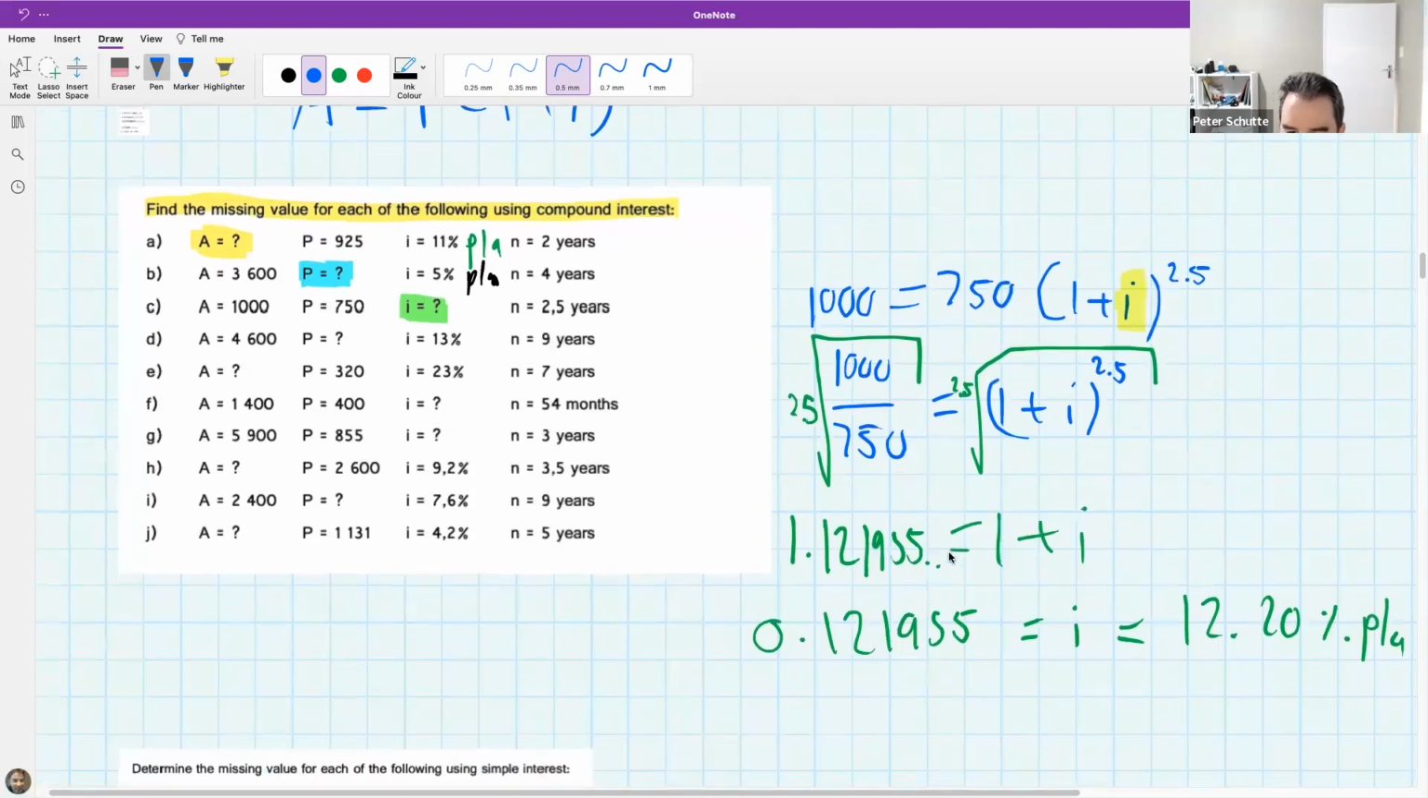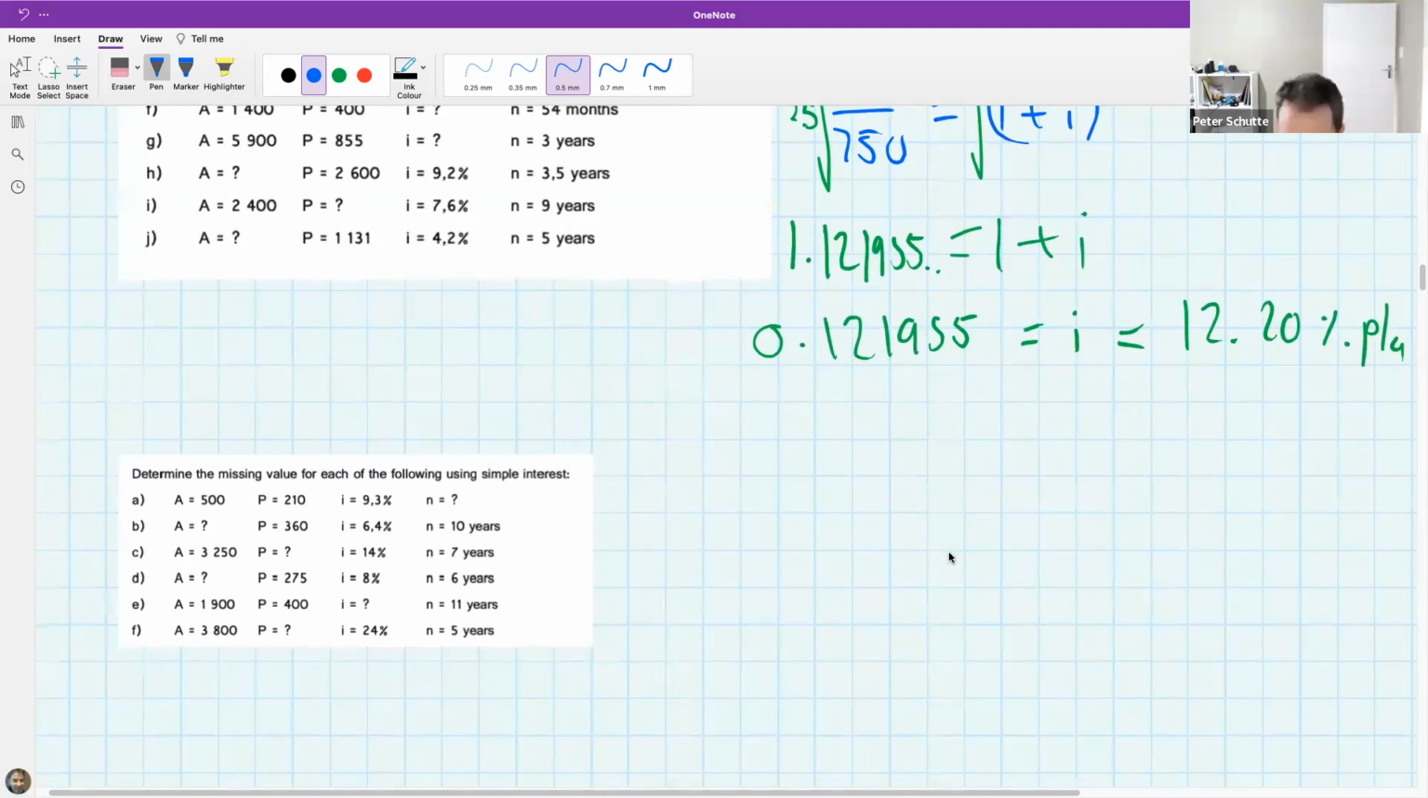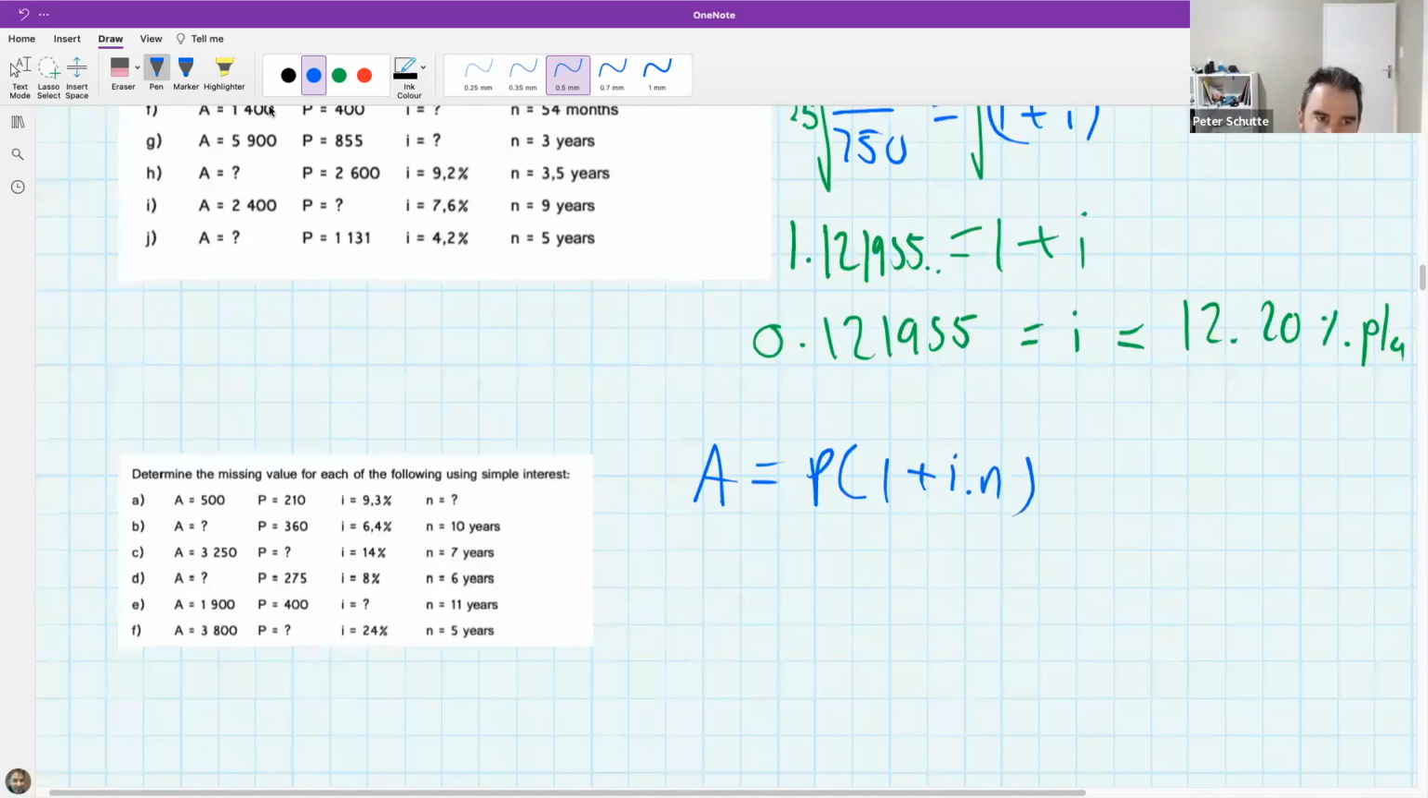Now, I'd want to do a couple of questions like this with simple interest as well today, so you get to see both. Most of our time in grade 11 is on compound interest, but it's important that you understand a little bit about simple interest as well. So I'm going to put the formula up, and I would like you to find what n is in A, what A is in B, and what P is in C. But this is for simple interest, and so you need to use a different formula.